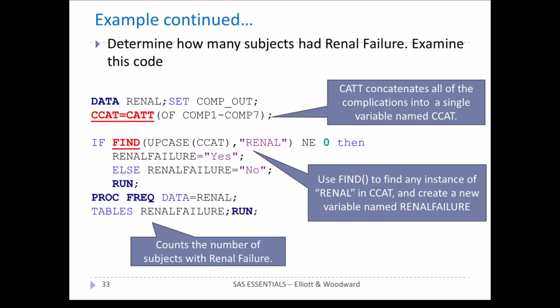So what am I doing here? I'm looking at the complications and saying if RENAL appeared in any of them, then I'm going to create a new variable called renal failure, and say yes, they had renal failure. Otherwise they didn't. So now I'm creating a yes/no variable that's going to allow me to find out which of these subjects had renal failure and which didn't. And I'm going to do that using a PROC FREQ down below, where I'm going to use that new data set called renal, and create a table of renal failure, which is going to give me the counts that I'm interested in. So let's see how that works.